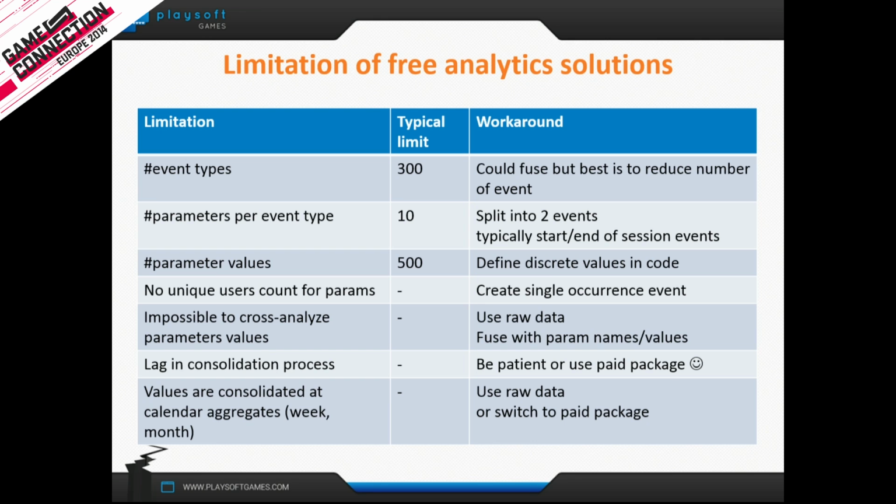All right, so there is a lag on the consolidation process, and another problem is that consolidated values are calendar aggregates. For example, you will get monthly values, but only for calendar months. You will get values for January, for February, etc. Not for one month until today. It's calendar month. So that's the kind of limitation you have to work with.